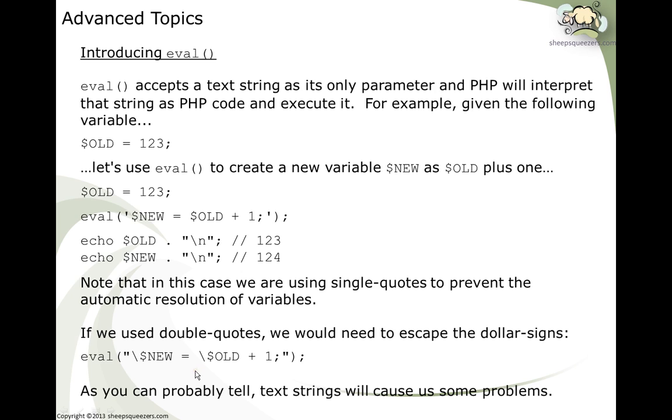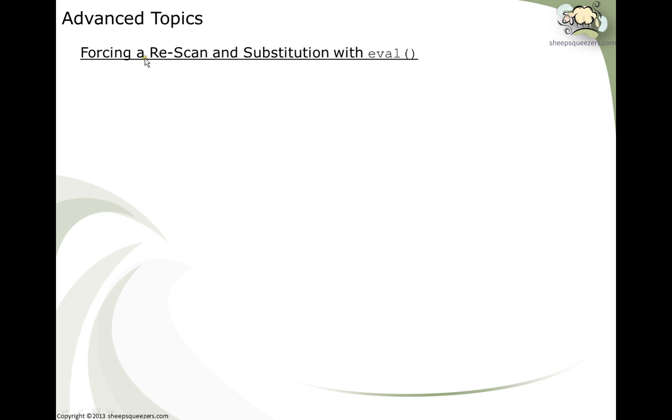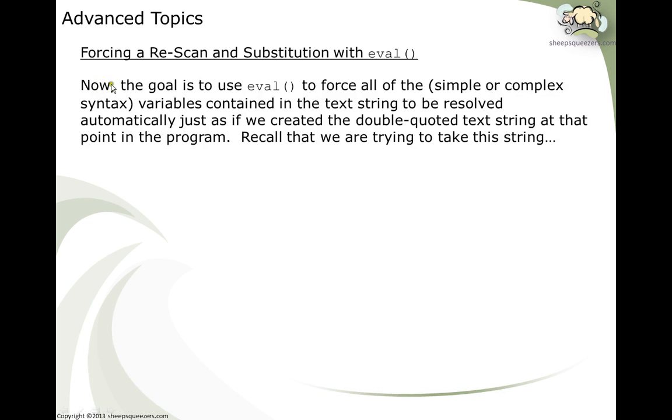As you can probably tell, text strings will cause us some problems because of the single tick marks, double tick marks, double quotes, the resolution, not resolution, but we'll eventually get to the point where we can actually force a rescan of our variable. So let's talk about that. The goal is to use eval to force all of the simple or complex syntax variables contained in the single quoted text string, again the apostrophe or tick mark, to be resolved automatically just as if we created the double quoted text string at that point in the program.